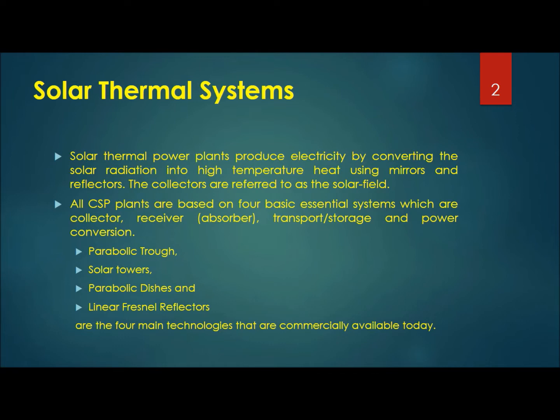All CSP plants are based on four basic essential systems, which are collector, receiver, that is absorber, transport or storage medium, and power conversion. Parabolic trough, solar towers, parabolic dishes, and linear Fresnel reflectors are the four main technologies that are commercially available today.